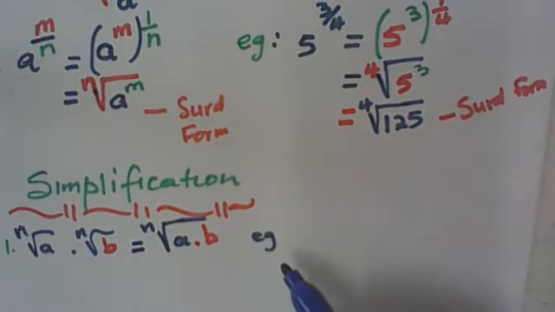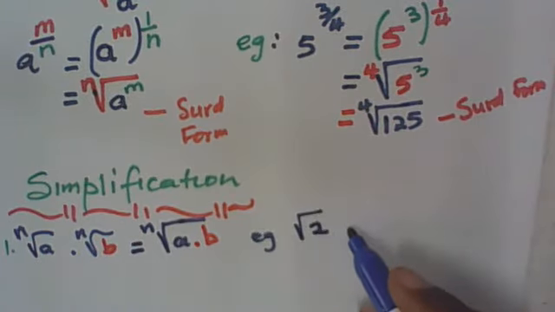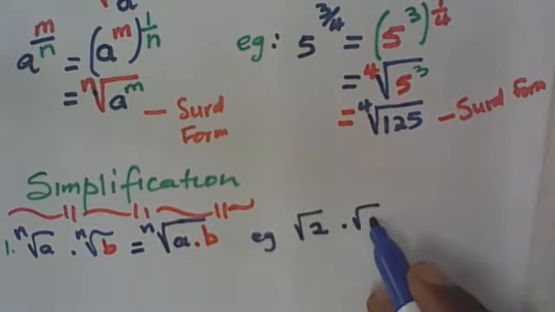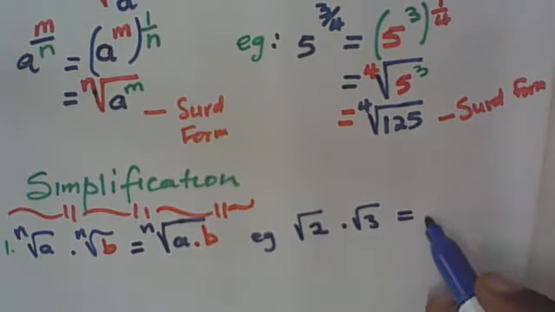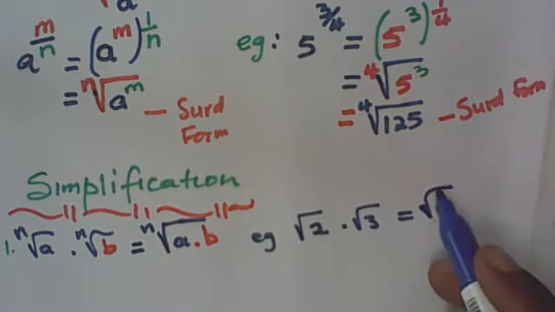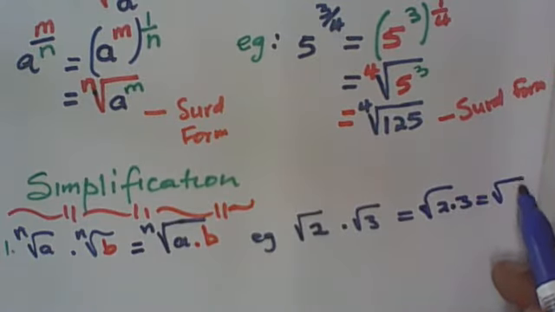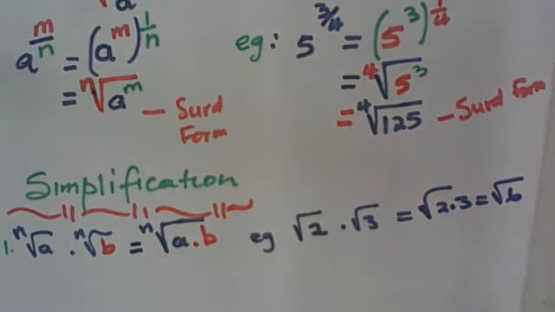So let us check this. Say, for an example, you have the square root of 2 multiplied by the square root of 3. The square root is common. That will be 2 multiplied by 3, and that will give you the square root of 6. That is what is meant by that. So we have to apply the rules, guys.